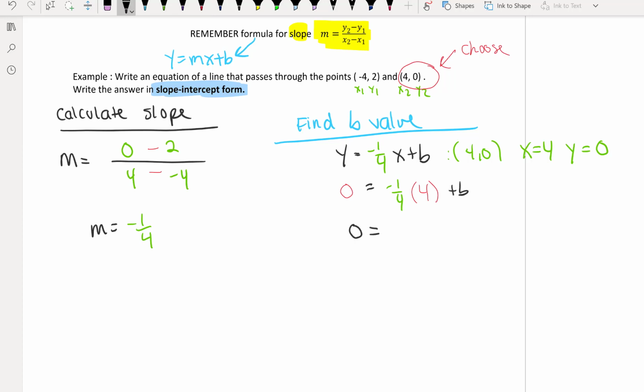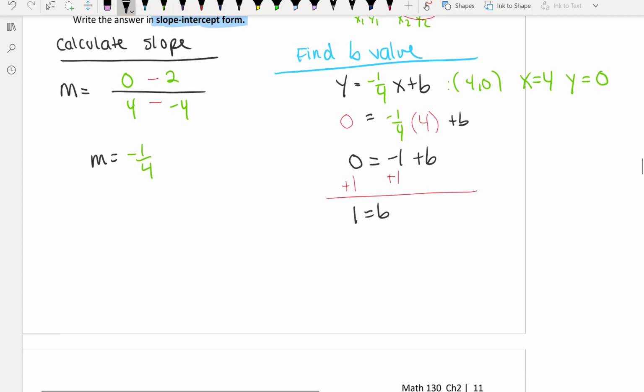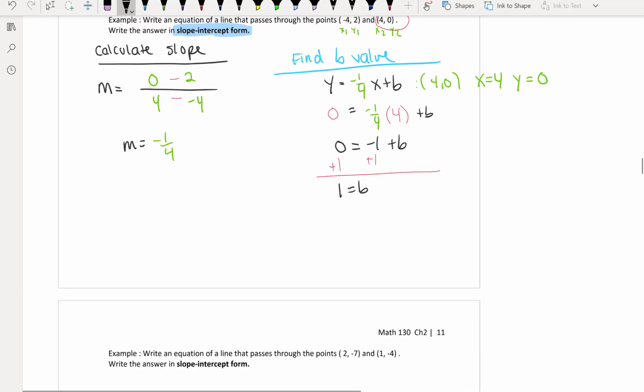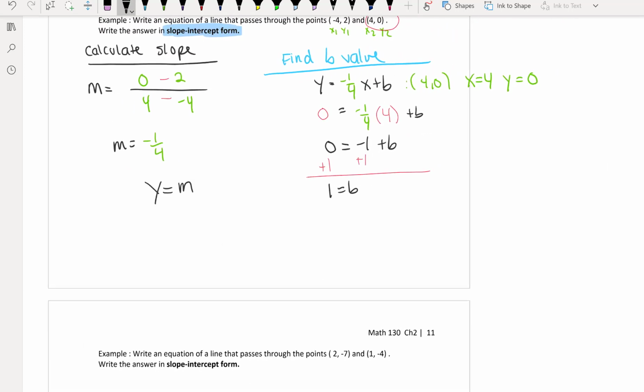So I have 0 is equal to, and if I have a fraction, let's say -1/4 times 4, remember the 4's cancel, so you're left with -1 plus b. So I'm going to add 1 to both sides, so that 1 is equal to b. So now I can rewrite this equation. Remember, it's y is equal to mx plus b, and I have my m and I have my b, so y is equal to -1/4 x plus 1. Okay.